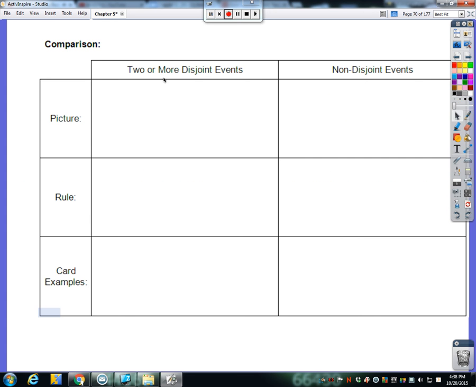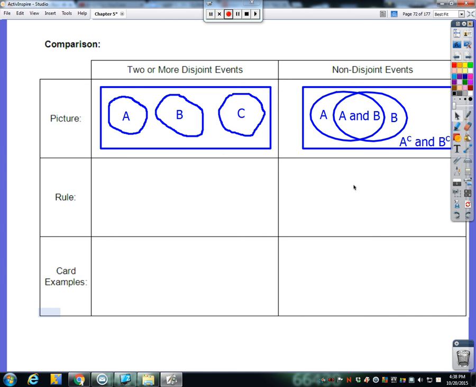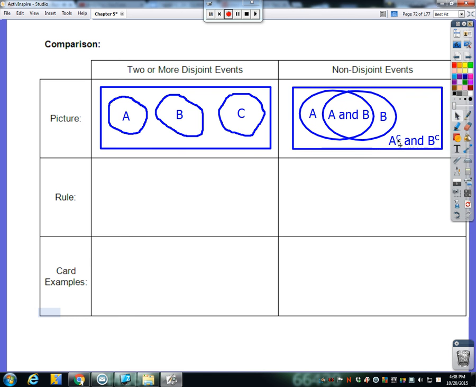So if we had two or more disjoint events, pictorially, if we had a Venn diagram, let's say we have three events A, B, and C, and if they're all disjoint or mutually exclusive, there's zero overlapping going on. But if we have non-disjoint events, and I'll just have two events here, A and B, my two events could overlap, and let's say where they overlap is where both A and B occur.